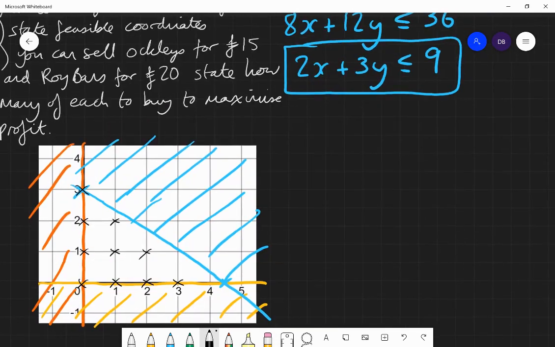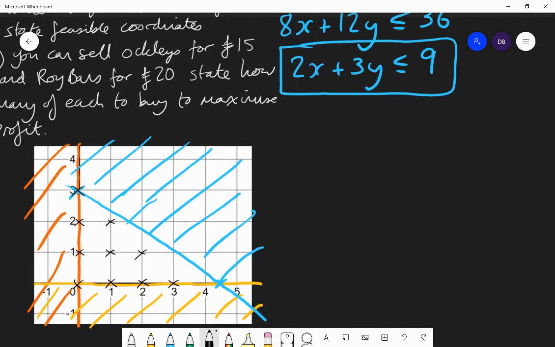I haven't drawn my line very well. I'll just check whether (3, 1) works in this blue equation. If we put 3 in as x, 2 3s are 6, plus 1 3, that is 9. Okay, so (3, 1) does work in that, so it is exactly on that line. So next, once you've got that, and (4, 0) is the next one.